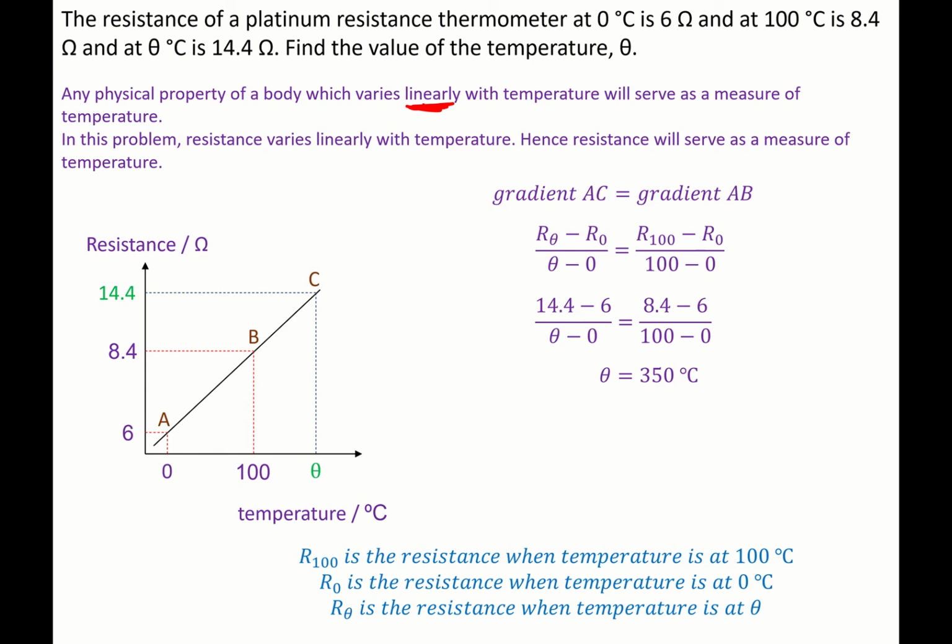So again, to summarize, go back to the very basics. The resistance varies linearly with temperature, so we know it's a straight line graph. Get the axes out, the graph, gradient.